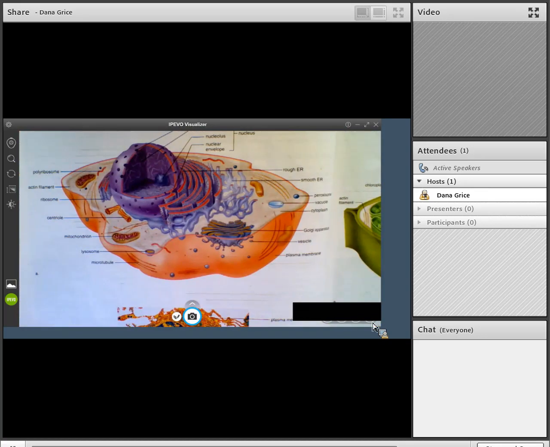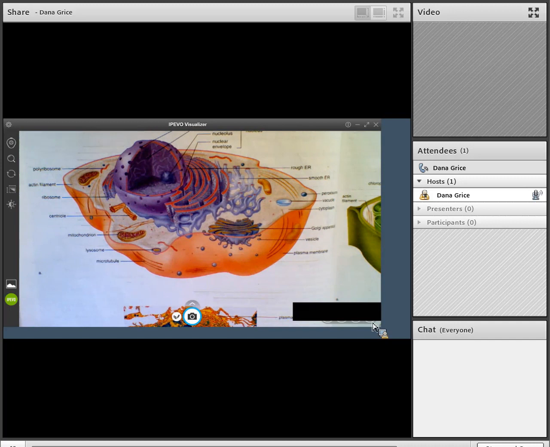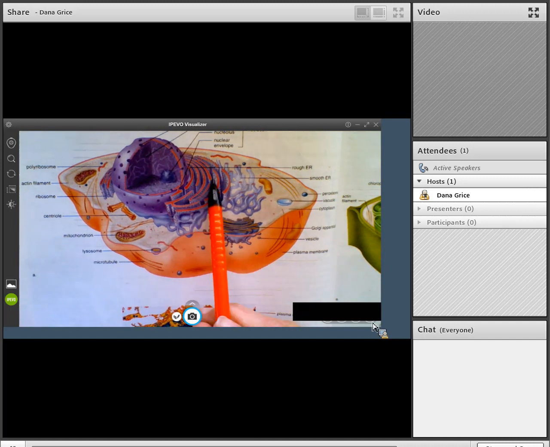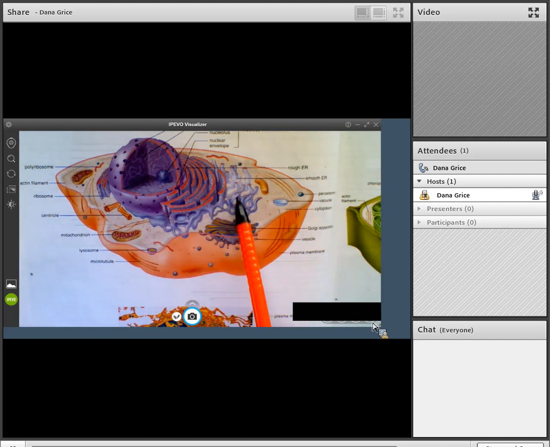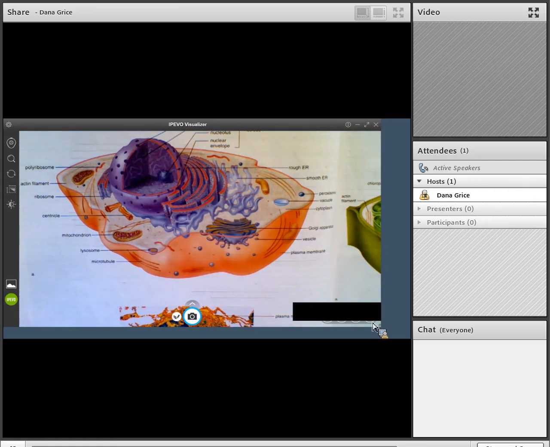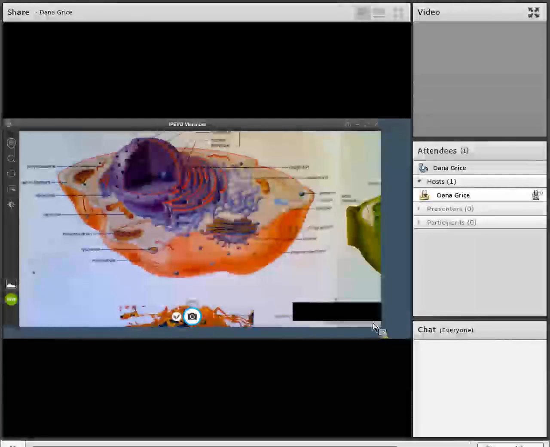So let's go back to this picture where we can see that. All right, so there's your rough endoplasmic reticulum. See all the little knots on it? Those are ribosomes. All those are ribosomes. And there's your smooth endoplasmic reticulum. All right, so there's your kind of difference. So they are named for what they physically appeared to be.